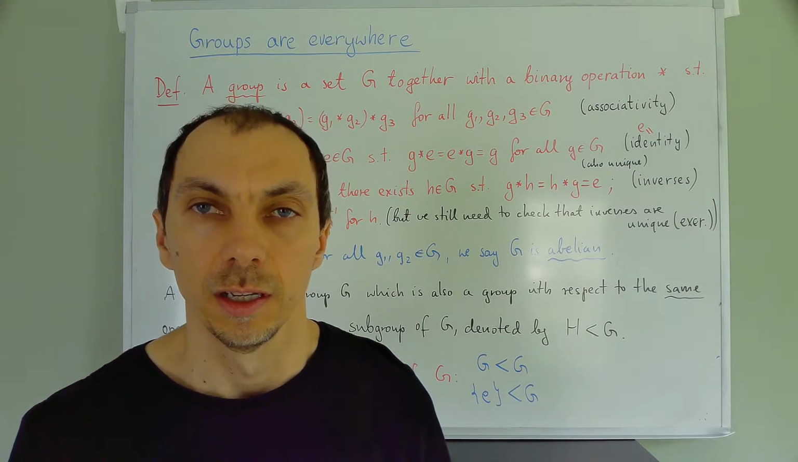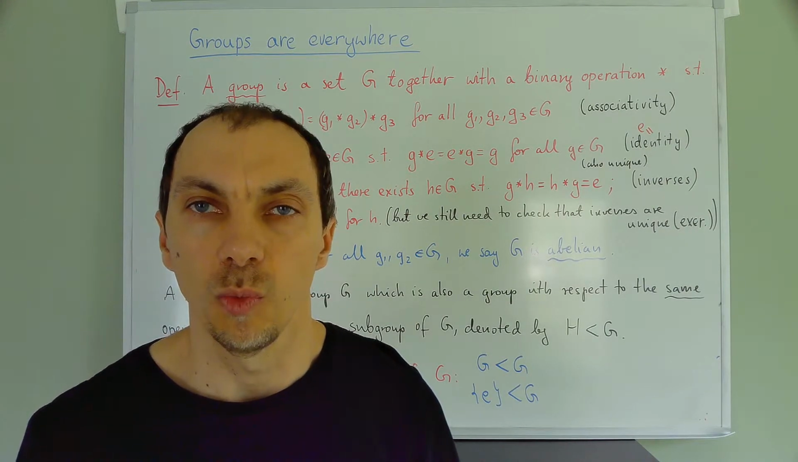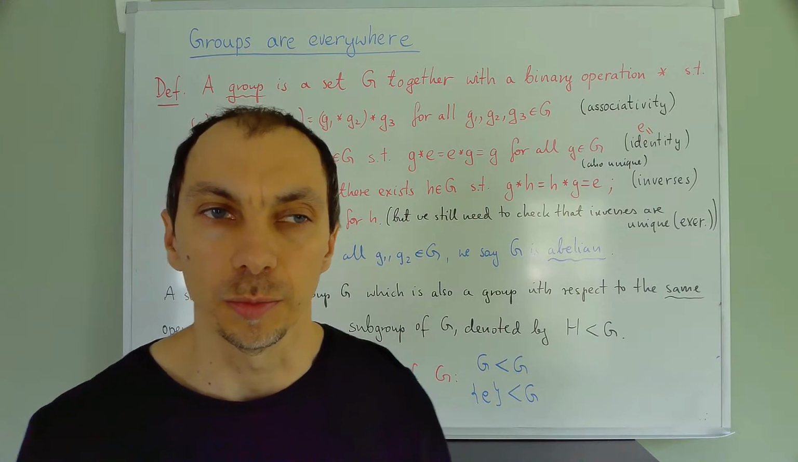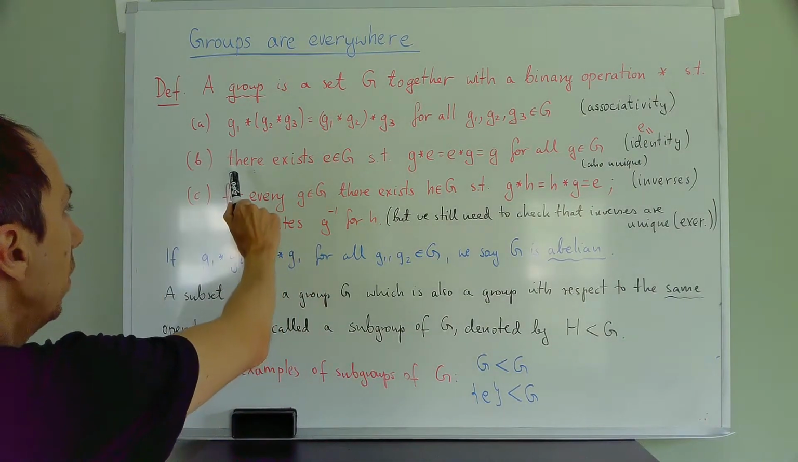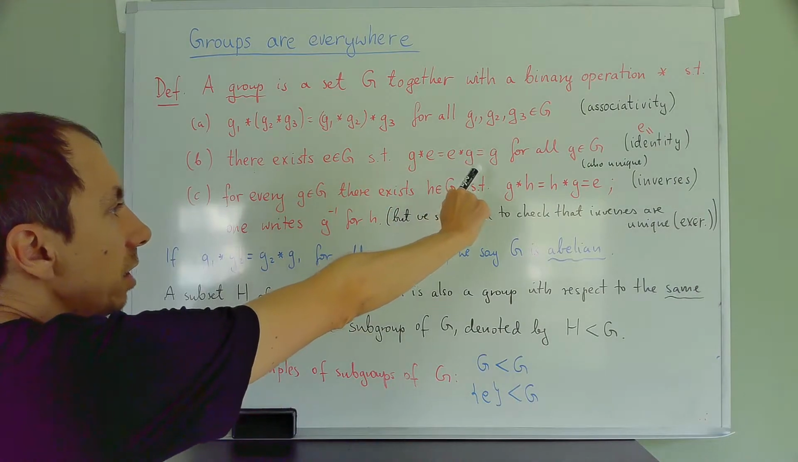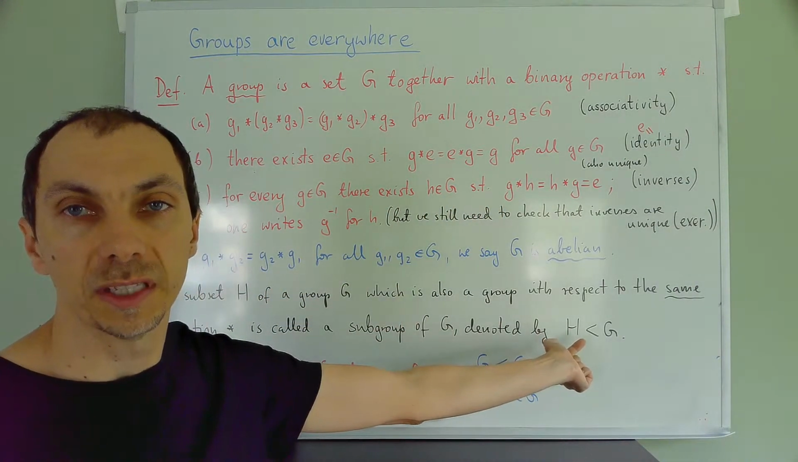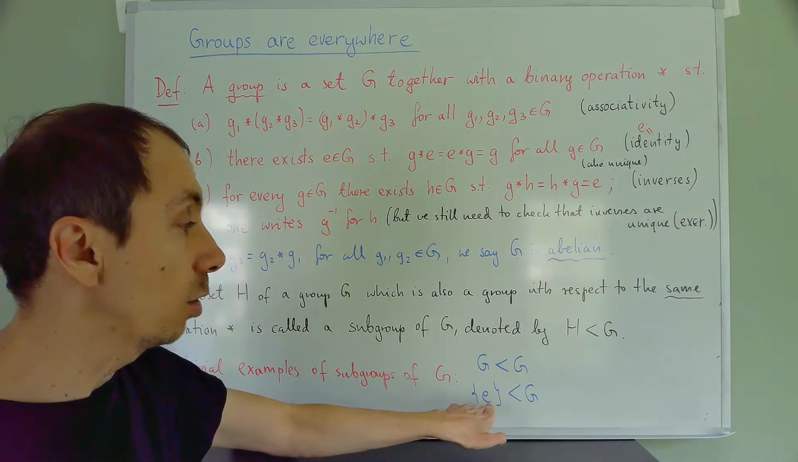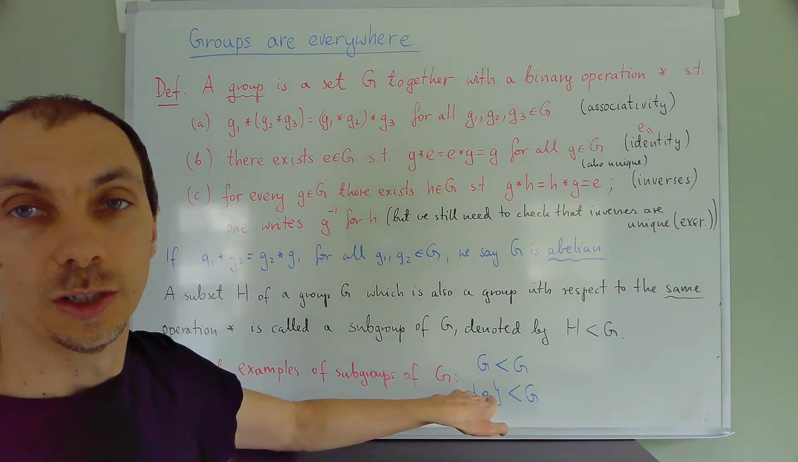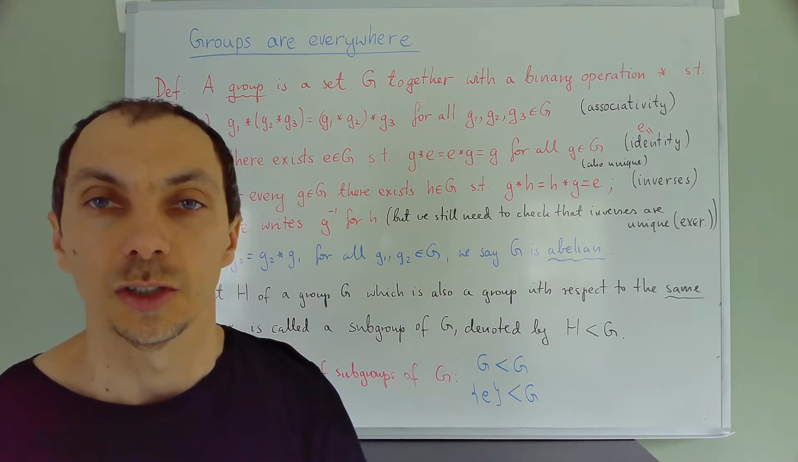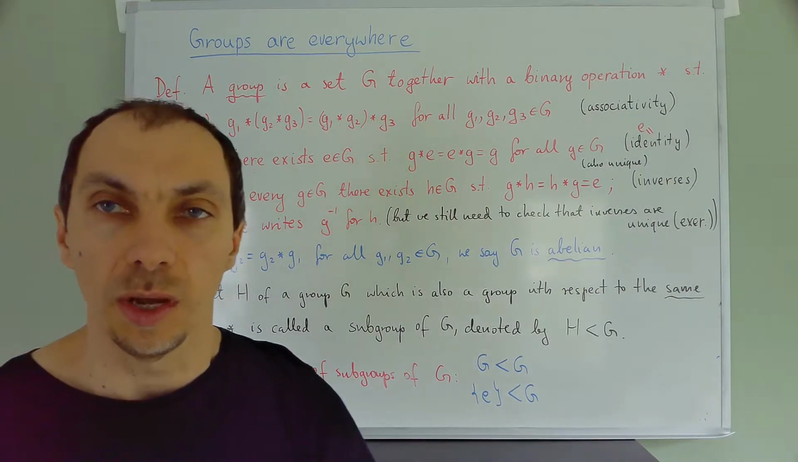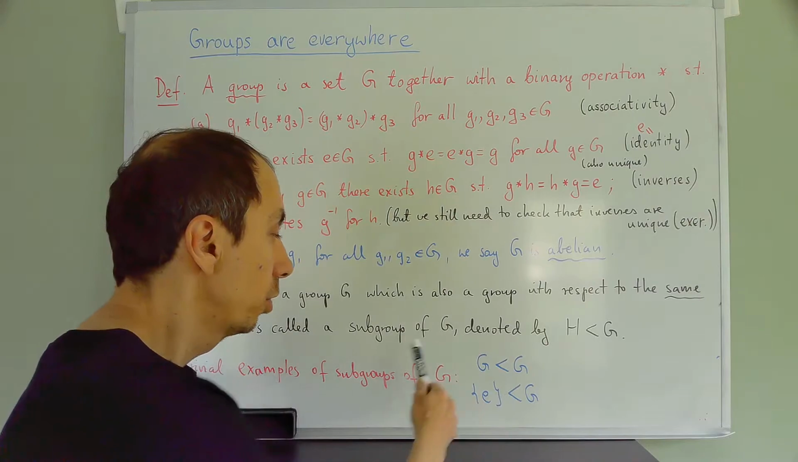No other singleton, no other one element set would be a subgroup, because there always has to be the identity inside any group. So if a subset H is supposed to be a subgroup, it must have the identity. So this element must always be inside H. So if you want a one element subgroup, that's the only option.